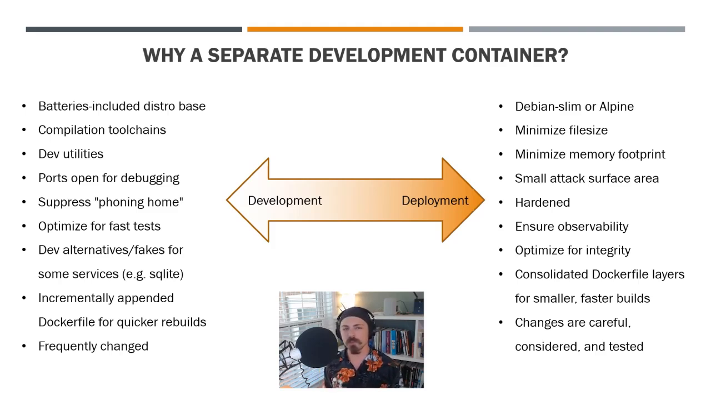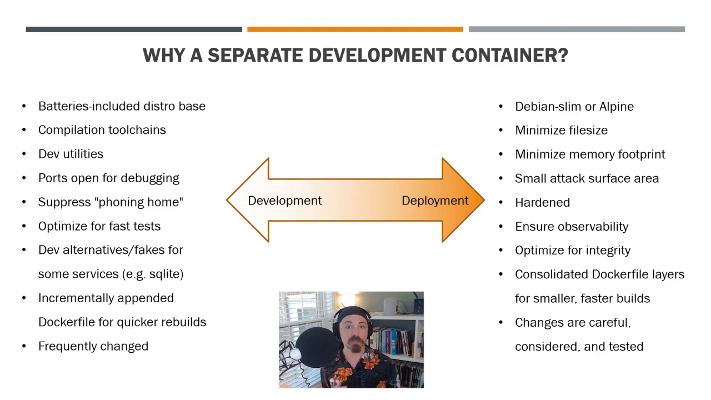For deployment, you want to minimize the security cross-section. For development, you want to maximize things like ports that are open for debugging. For deployment, it's an error not to be talking to your observability services like Honeycomb or New Relic. But in development, you don't want to be sending messages to those services, and you may want to fake out or stub out some other external services.